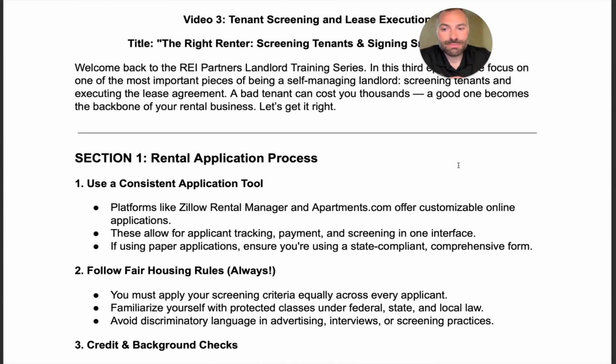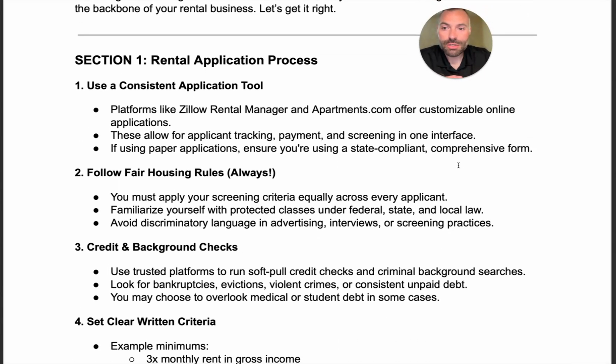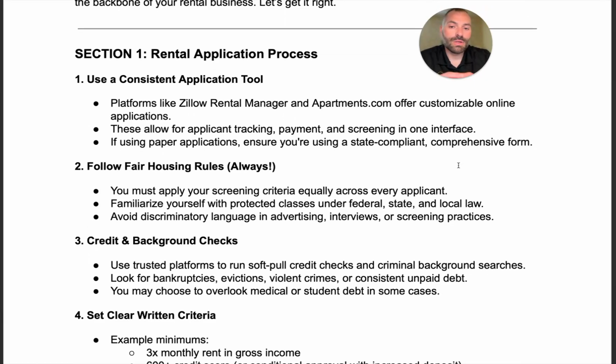The rental application process is critical. Using systems like Zillow Rental Manager or Apartments.com, they give you customizable applications for everything starting from the very beginning. You create the listing, you put it up there, the public can see it. Then the tenant can click on that listing, see if they want to move there or consider looking into it more, and then they can actually apply for the unit right there.